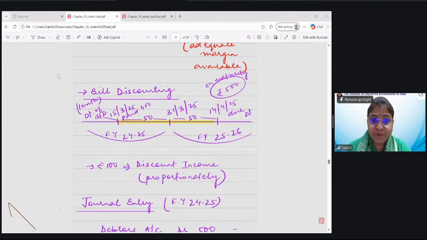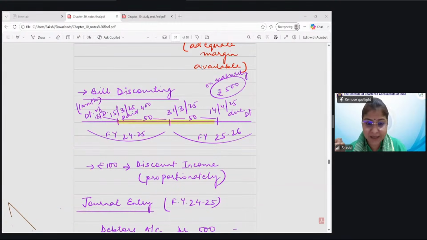This is the concept of bill discounting. See, the date of bill discounting is 15th March 2025, meaning I go to the bank to discount a bill. So that is called the date of bill discounting. It is a 1 month bill, meaning its maturity is on 14th April 2025. The due date is 14th April 2025, when you would get rupees 500 for that bill.